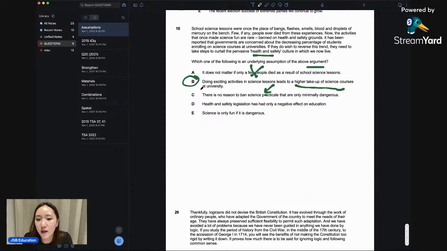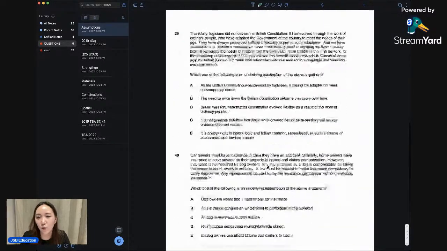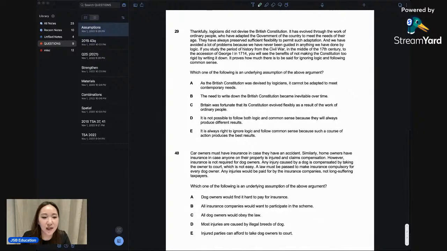It supports them. Health and safety legislation has only had a negative effect on education. Maybe the case, it could be, but that doesn't relate to take up of, enrolling on science courses at university. Again, not very useful. And science is only fun if it's dangerous. Again, may be the case, but this doesn't link to our higher take up of science courses at university. So all in all, reading that out and thinking that to yourself, confidently eliminating those answers, it really shouldn't take you more than, I think, less than a minute is really the goal, right? That's what we want to do.